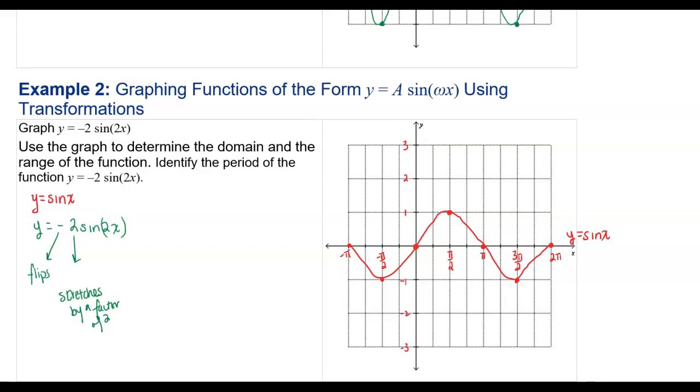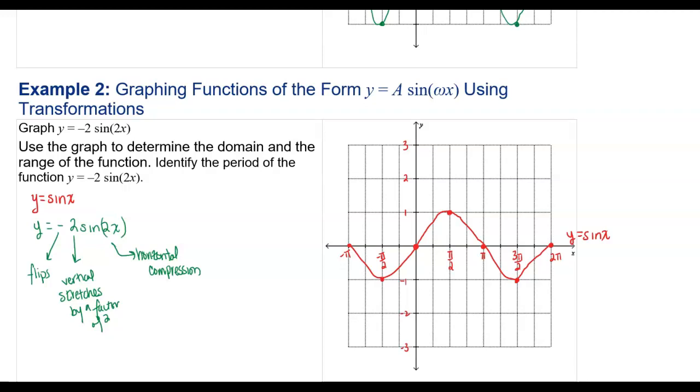And important to note, that is a vertical stretch. Because now the 2 on the inside is actually a horizontal compression. Now you're like, Miss Younger, what the world do you mean horizontal compression?